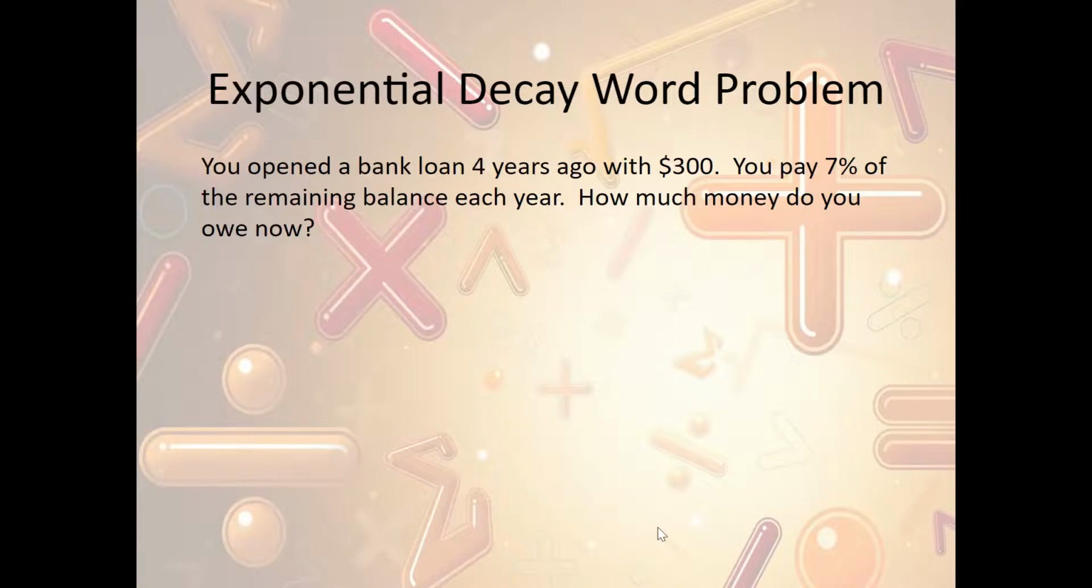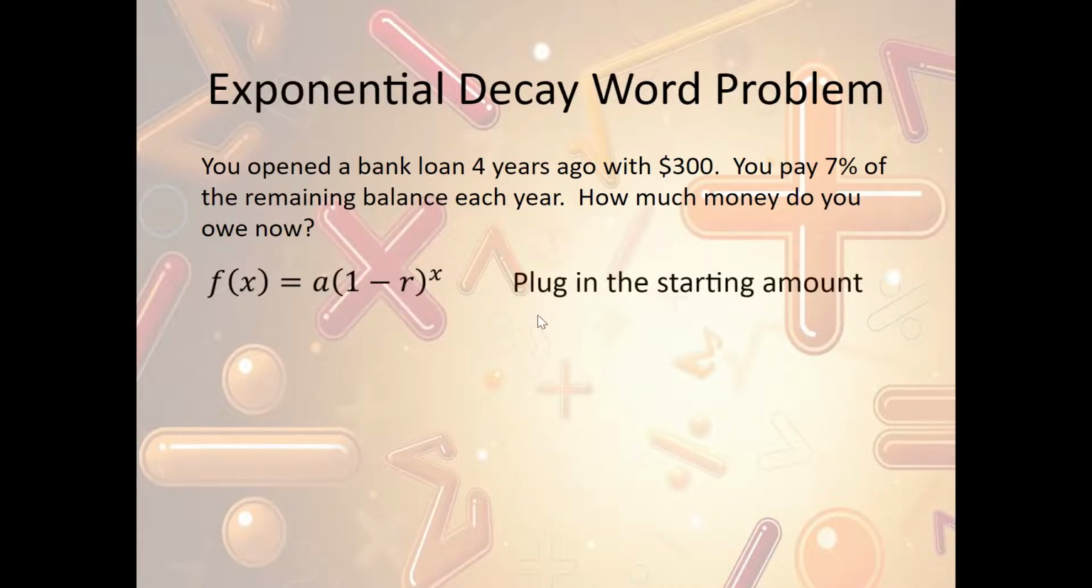Let's look at one more exponential decay word problem. So it says you opened up a bank loan 4 years ago with $300. You pay 7% of the remaining balance each year. How much money do you owe now? So again, it's decay because the amount of money we owe is going down. So if we start with f of x equals a times 1 minus r to the x.